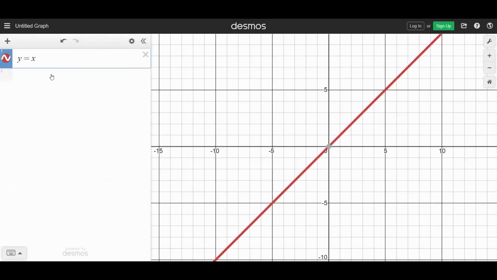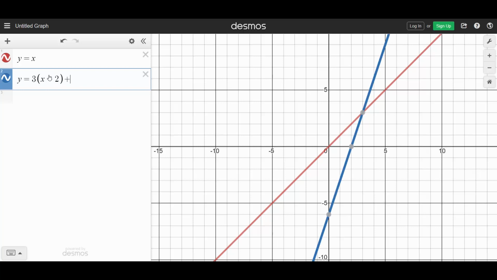I have the parent function of my line already typed in. So I'm going to type in a line here. Let's go 3 parentheses x minus 2 plus 1. Okay, and let's do this.